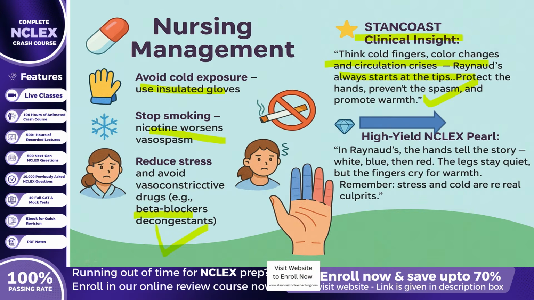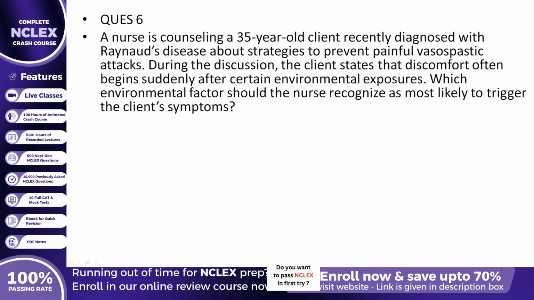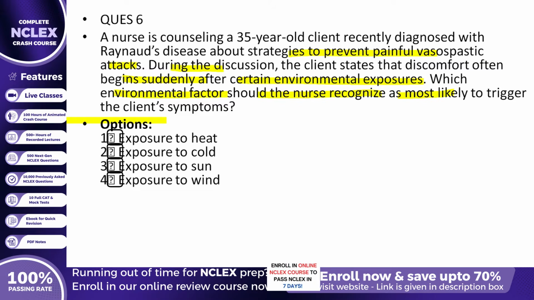Moving into this engaging case, picture a 35-year-old client recently diagnosed with Raynaud's disease who is receiving counseling about how to prevent painful vasospastic attacks. During the discussion, the client mentions that the discomfort often begins suddenly after certain environmental exposures. The question then arises: which environmental factors should the nurse identify as most likely to trigger these symptoms? The available options include exposure to heat, exposure to cold, exposure to sun, and exposure to wind. The correct answer is exposure to cold.